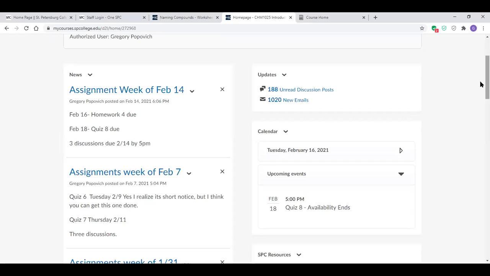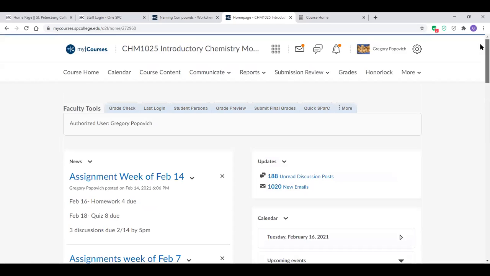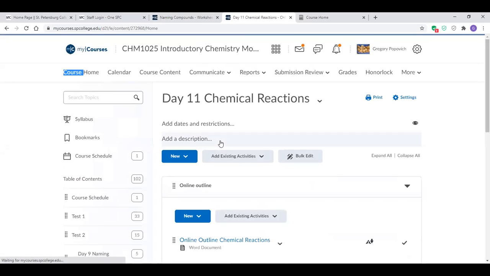Schedules sometimes are off and change the next date. Next week, next Tuesday, you have quiz 9, homework 5. Next Thursday, you have quiz 10. You have 3 discussions on Sunday. All right, so quiz 9 and quiz 10. Hunter, help yourself out here, okay? Gotta read the syllabus, bro. Go to the course content.